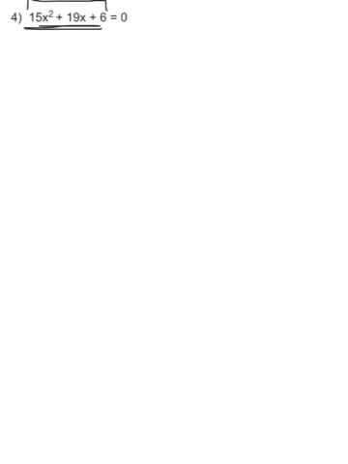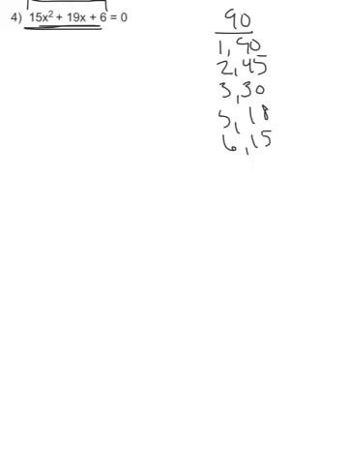So 15 times 6, and 15 times 6 is 90. So factors in 90, we'd have 1 in 90, 2 in 45, 3 in 30, 5 in 18, 6 and 15, and 9 and 10. So we need to multiply together to give us 90, add together for the middle term, which is 19. So we'll use 9 and 10.